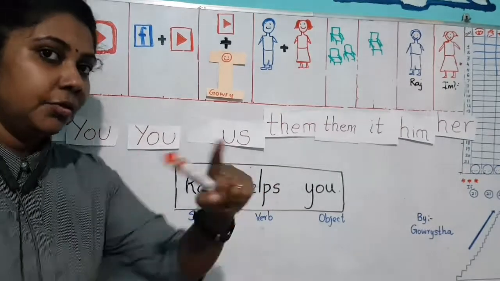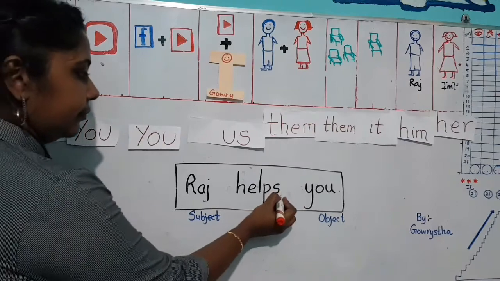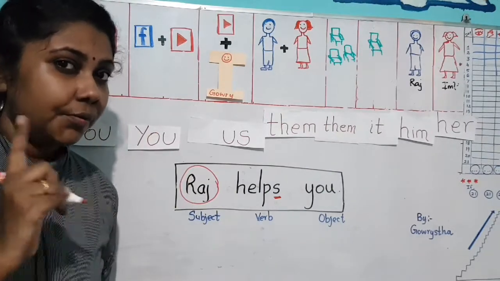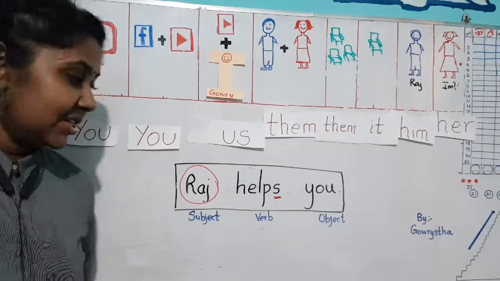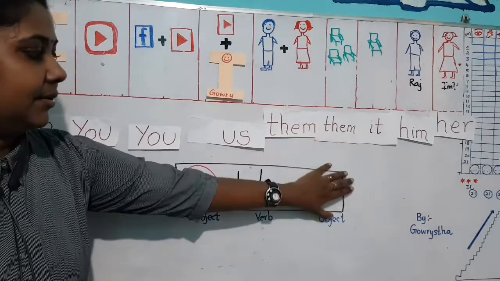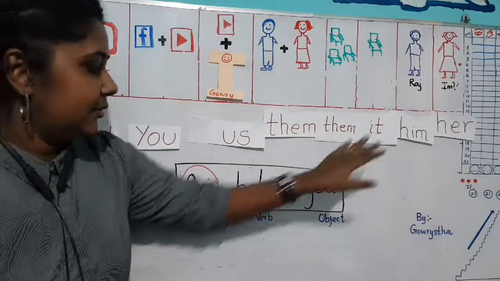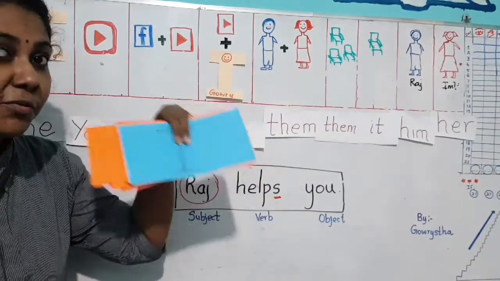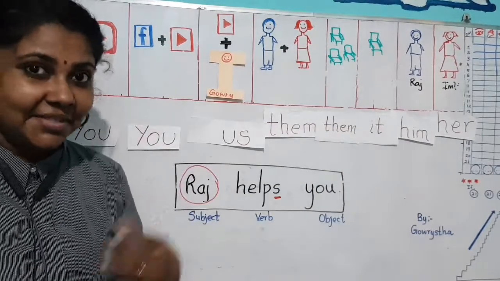Raj helps you. Raj, singular. Okay? Remember? Simple present tense. Raj helps. Okay. Object, pronoun. Subject, subjective pronoun. Okay? Let's paste it.